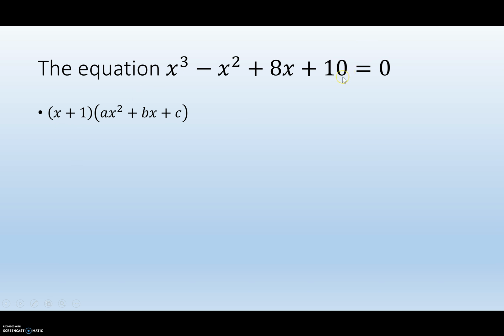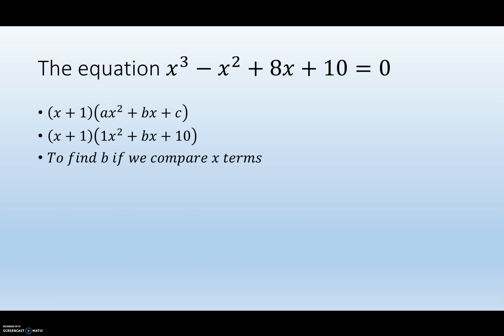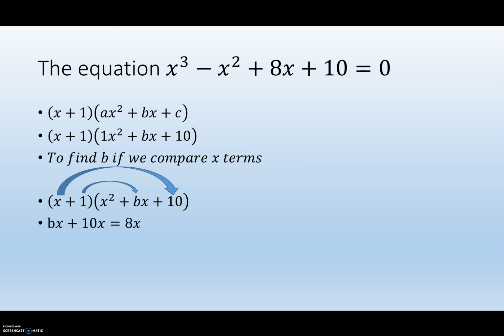And look at the constant 10. In order to get the 10, we have to look at 1 times what number gives you 10. Which is obviously 1 times 10. So c must be 10. So in order to figure out the coefficient of b, we need to compare the x terms. When you compare the x terms in these expressions, you will get bx plus 10x, which should be compared with the x term of the given cubic equation, which is 8x. Collect the like terms and figure out the value of b, which gives you -2.